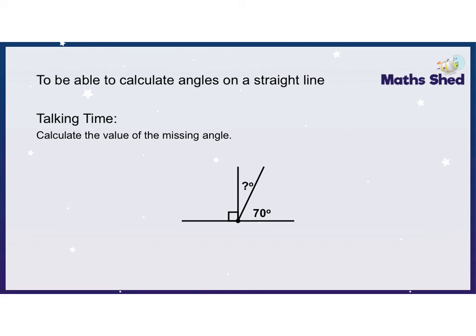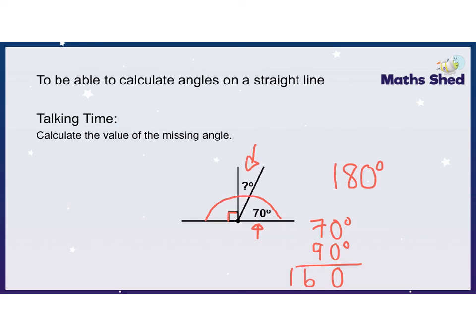Okay, so now we have 3 different angles, but we can see we still have a straight line. So I know the total of all these angles is still going to add up to 180 degrees. I know this one is worth 70 degrees. And this little symbol here means it's a right angle, and we know that a right angle is worth 90 degrees. So to calculate my missing angle, I add up these 2 angles, which comes to 160 degrees, and take that away from 180, and that would leave me with 20 degrees.